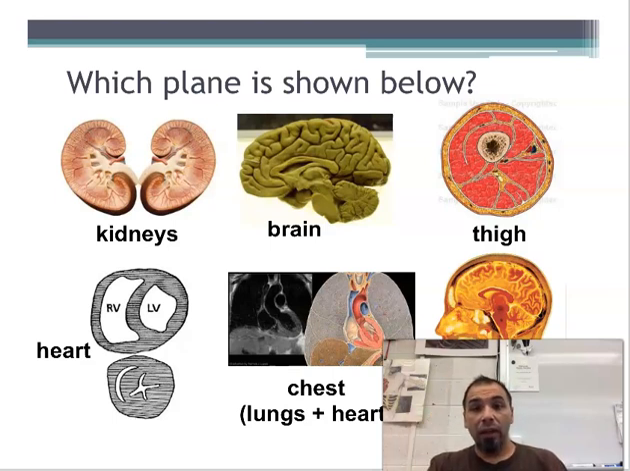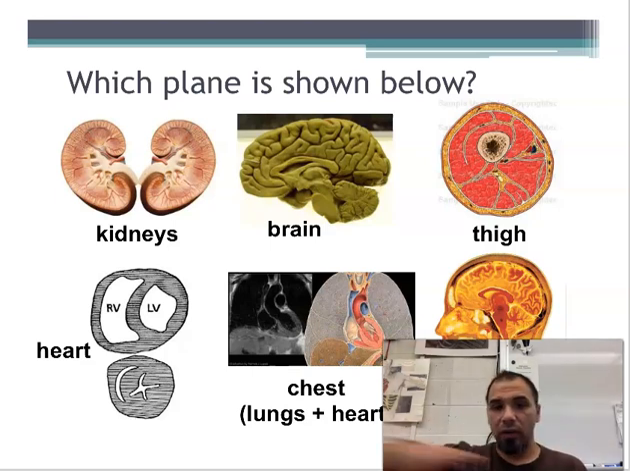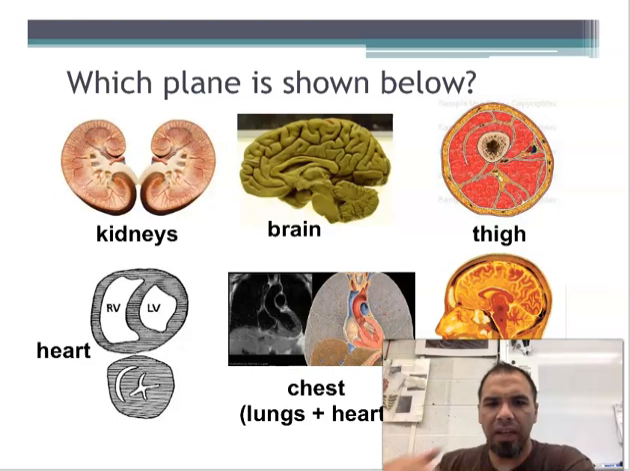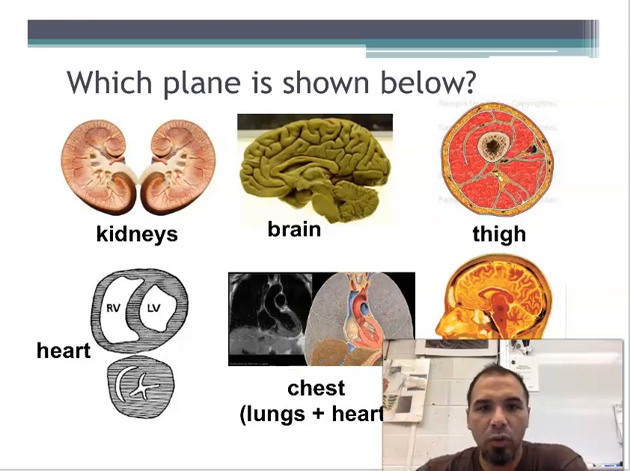So you have a left and right. So thigh, this way would be transverse. Heart, cutting it into a top and bottom, right? Transverse. The chest, so you can see the lungs and the heart, would be a frontal / coronal. And then again, if we cut the head there so you have a left and right, that would be a sagittal. I think I did those right.